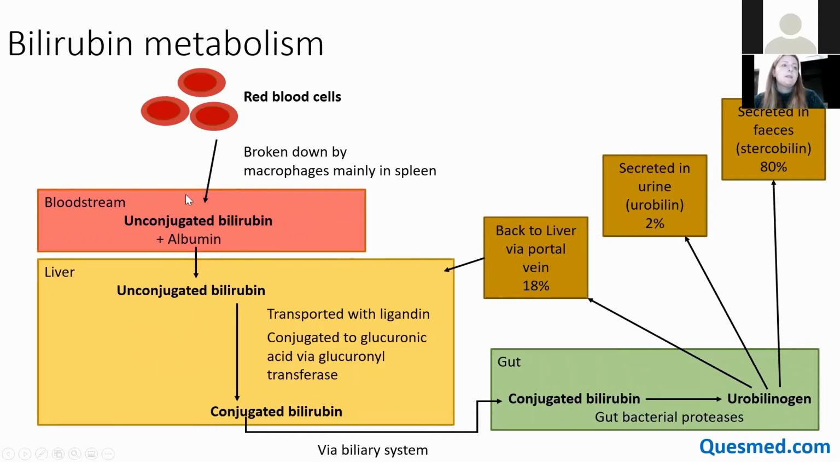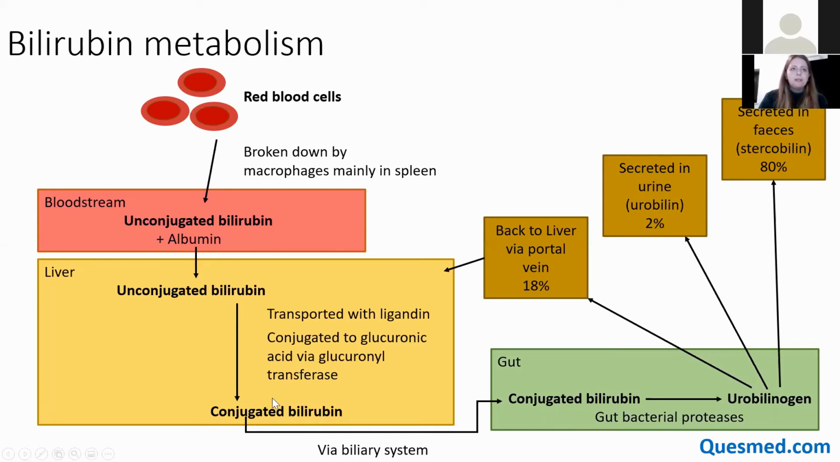When the bilirubin reaches the liver, it passes into the hepatocytes and is passed over from albumin to this other protein called ligandin. So ligandin takes over control of the bilirubin, helps transport it into the hepatocytes. And in the hepatocytes in the liver, that's where this important reaction called conjugation occurs. So bilirubin is conjugated to a glucuronic acid molecule via an enzyme called glucuronyl transferase. And after that, it becomes conjugated bilirubin.